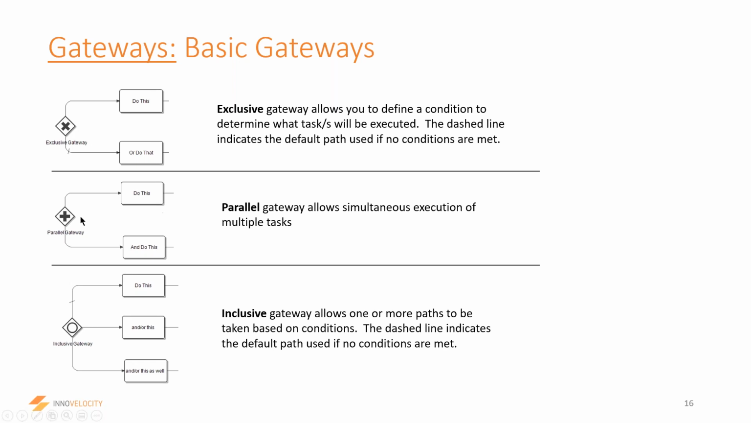There's a parallel gateway, you can see here with this plus, which allows simultaneous execution, two things to happen at once. And then there's something called an inclusive gateway, which is kind of like a mix between the two. It allows you to have one or more paths to be taken at the same time based on conditions. And you would still have this idea of a default line, which can be followed if no conditions are met.